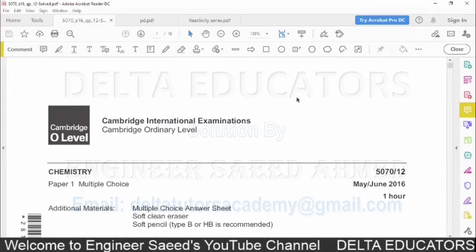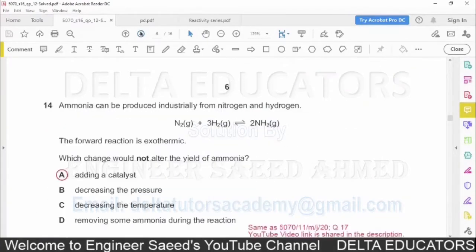O-Level Chemistry, Paper Code 5070, Paper 1 Variant 2, May June 16. And today we are going to solve question number 21 to question number 40.